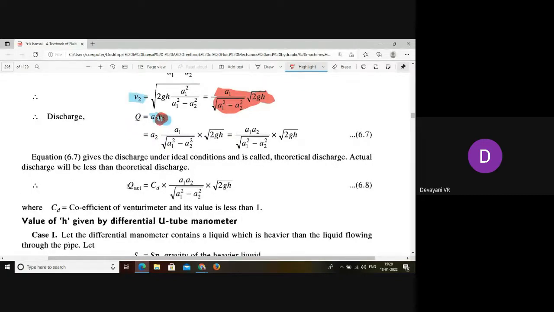So these are the equations for theoretical discharge and actual discharge, and usually the coefficient of discharge for a venturimeter is always less than 1, in between 0.98 to 0.99 only. The coefficient of discharge value for the venturimeter is 0.98 to 0.99 only. So using Bernoulli's equation, we can get the rate of flow, we can get the discharge equation like this.